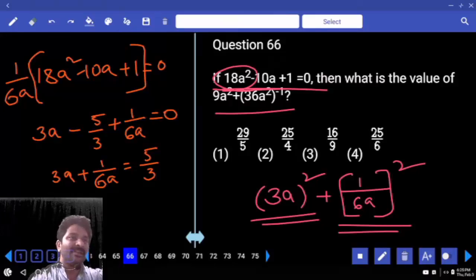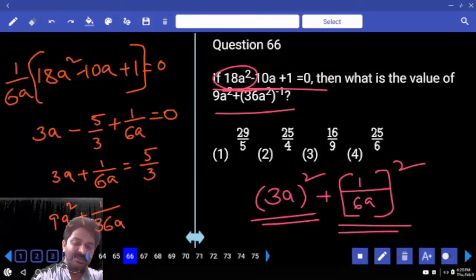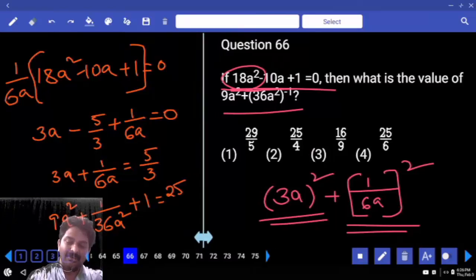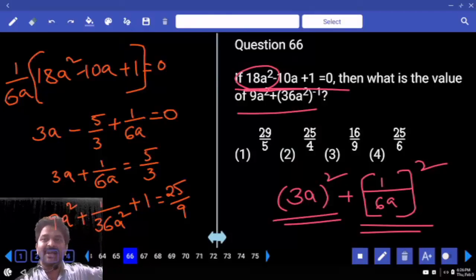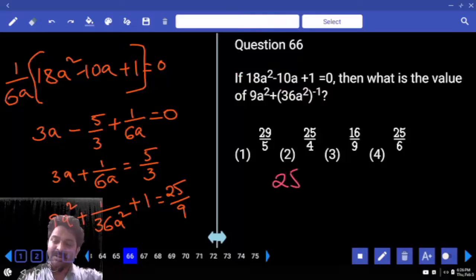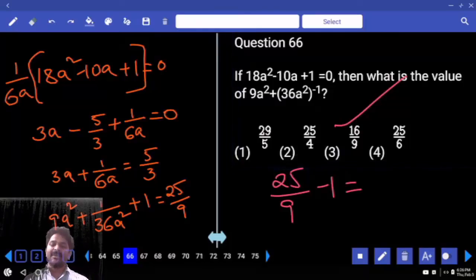Let's take squaring of left hand side and right hand side. You get 9A square plus 1 by 36A square plus 2AB, that is 2 into 3A into 1 by 6A, which is 1, is equal to the right hand side square, 25 by 9. On the left hand side, plus 1 is extra. Take that to the right hand side, that becomes 25 by 9 minus 1. Answer 16 by 9.